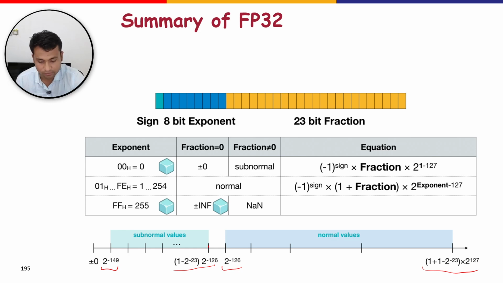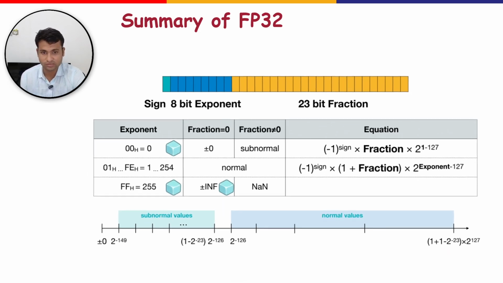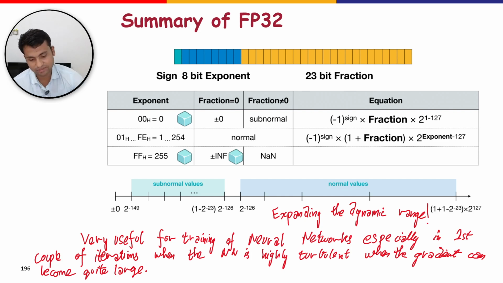This is a summary table, and what we actually need to understand is why floating point 32 is important. Here we see that we're expanding the dynamic range. By just changing one bit in the fraction, we can expand the dynamic range of our representation, and it's very useful for training neural networks, especially in the first couple of iterations when the neural network is highly turbulent and the gradients can become quite large. So we want to fit in those large calculations in our representation.